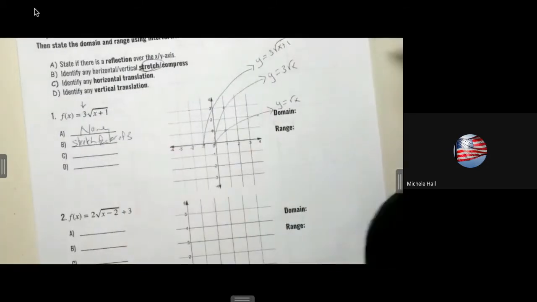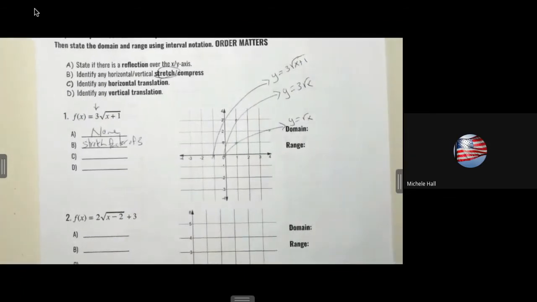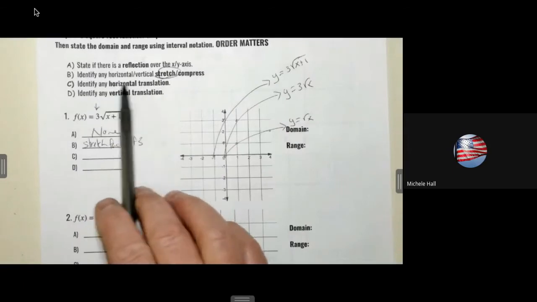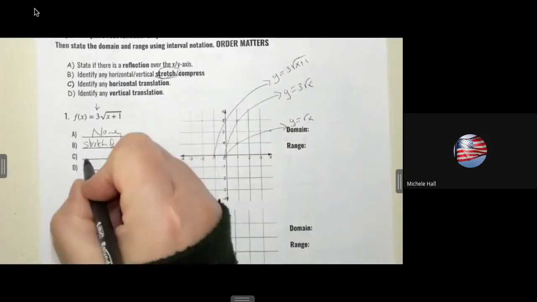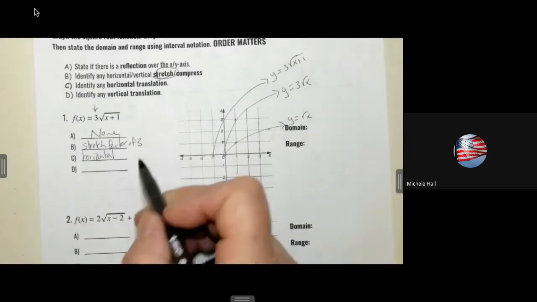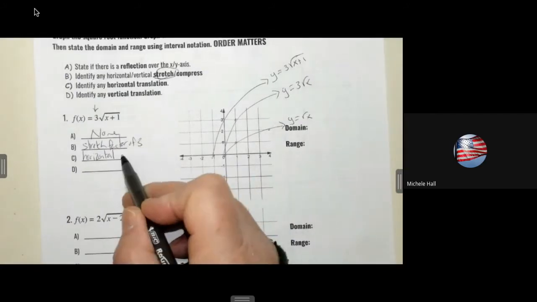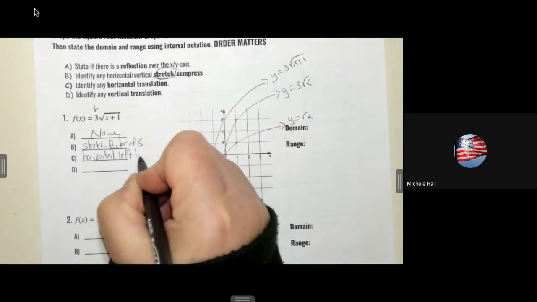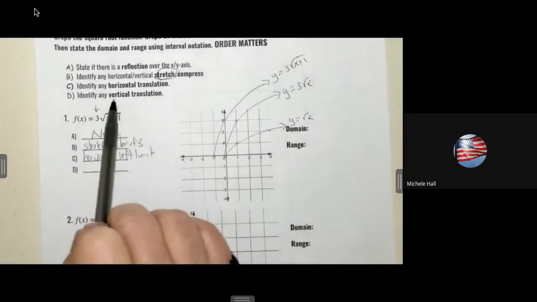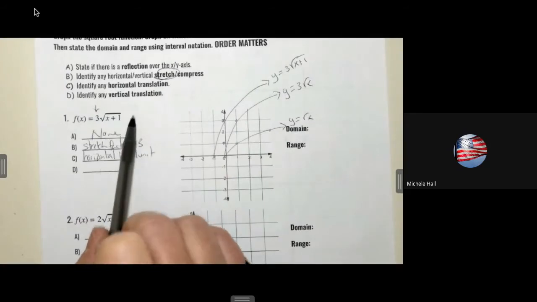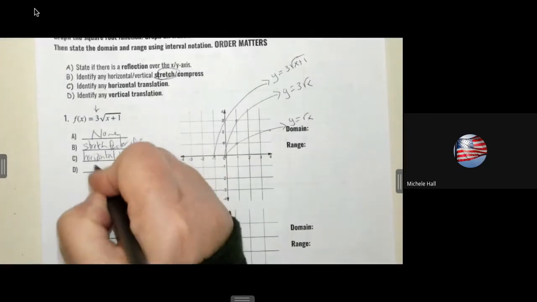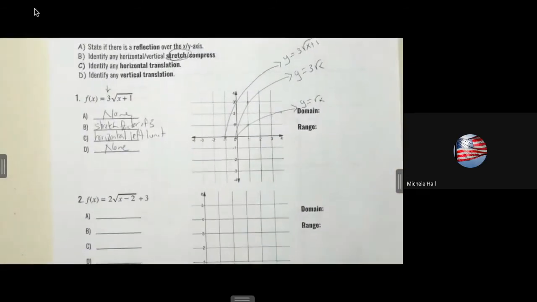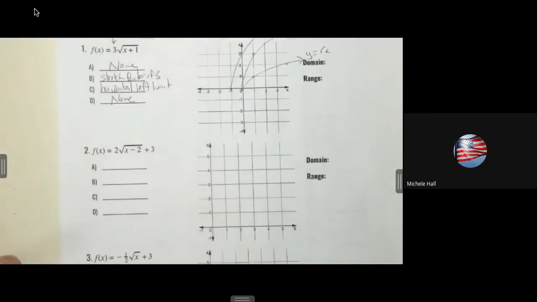All right, so stretch by a factor of 3. And we had a horizontal translation on the x. We had a stretch by a factor of 3. We had a horizontal shift left 1 unit. And a vertical translation? No, nothing is being added or subtracted to have it go up and down, so none. And that's how you do a sequence of transformations.